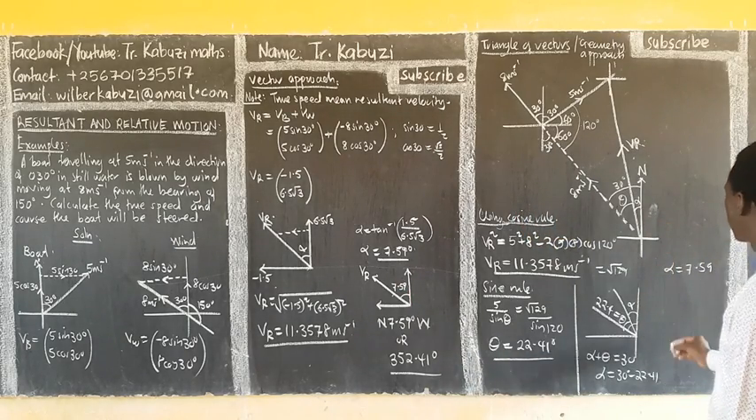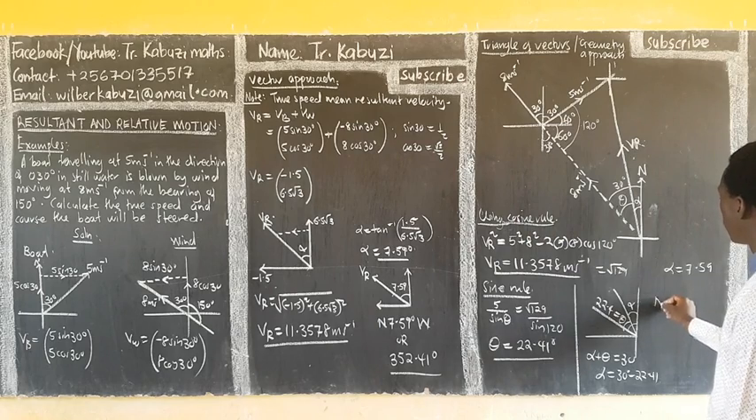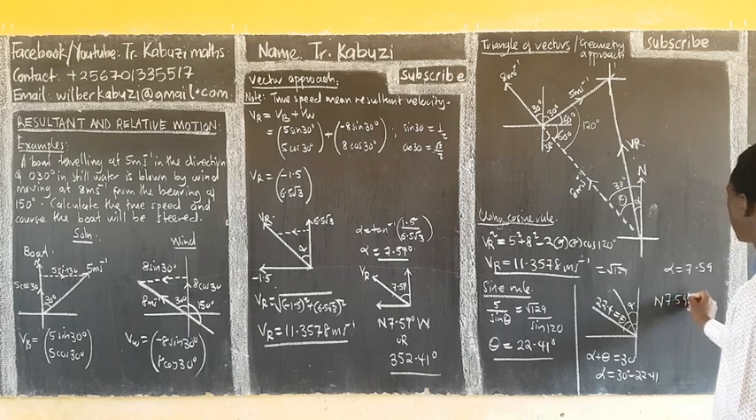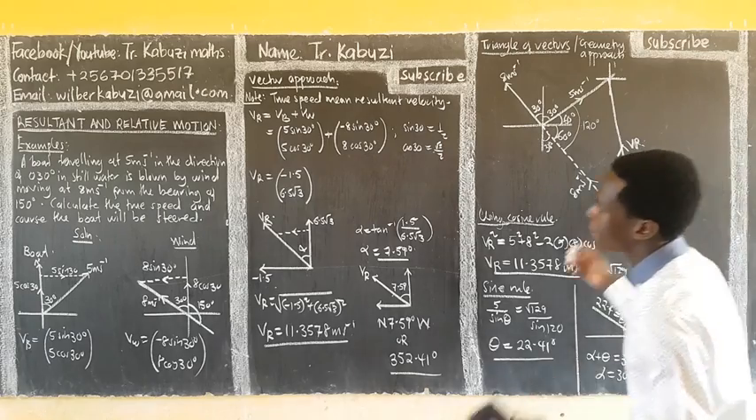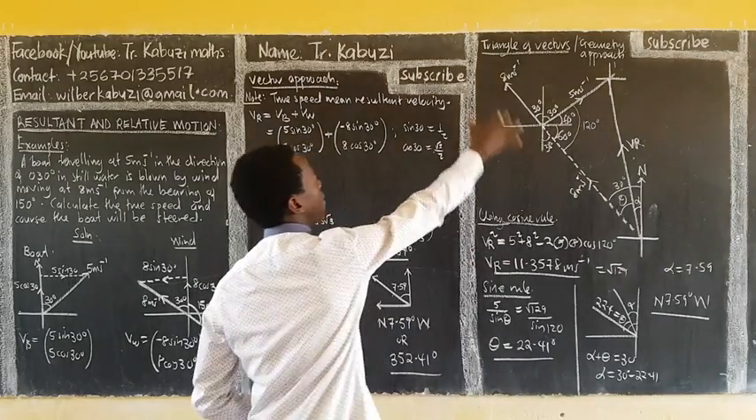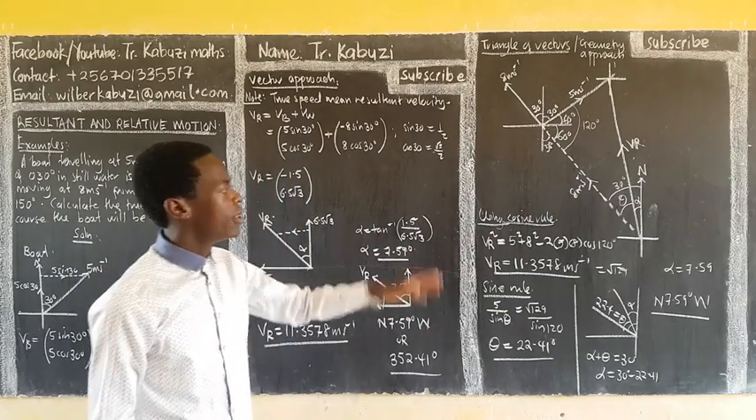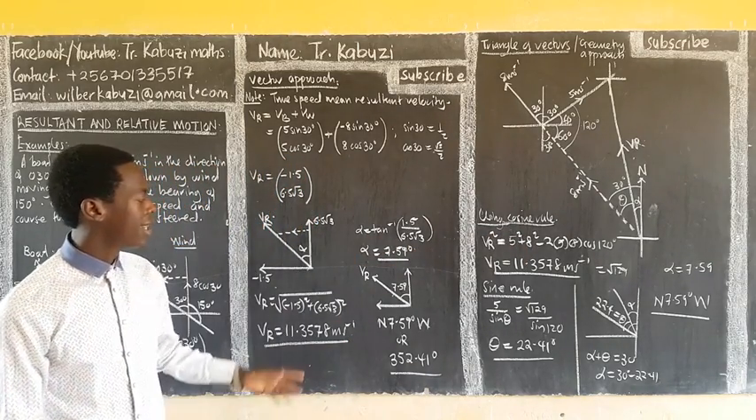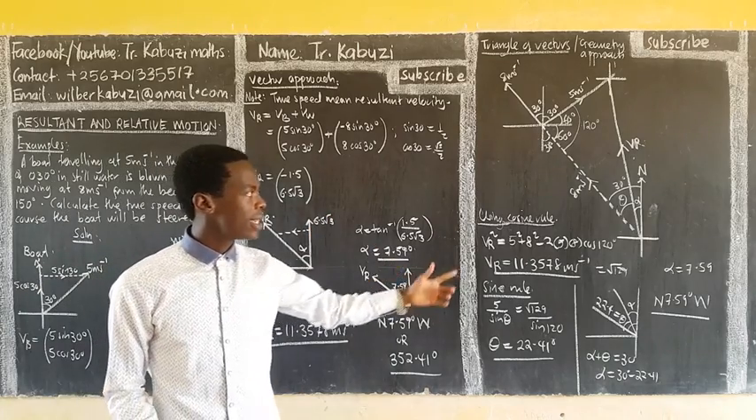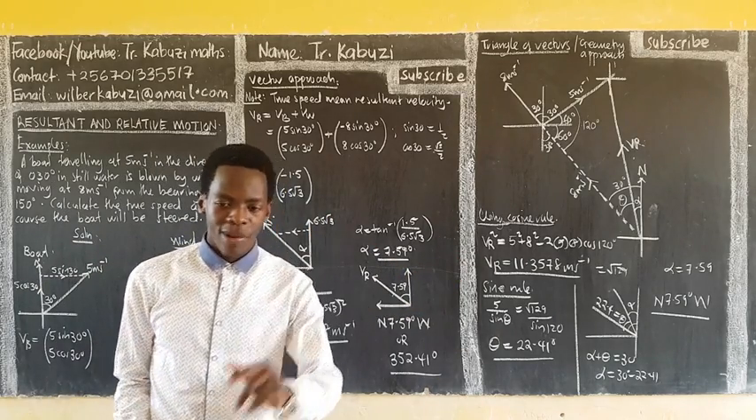So the course we should set is north 7.59 degrees towards the west. All approaches are going to give me the same answer. But if you know the triangle of vectors, the geometry approach, it's the easiest, because this one is a bit lengthy compared to that. That's it. I wish you well.